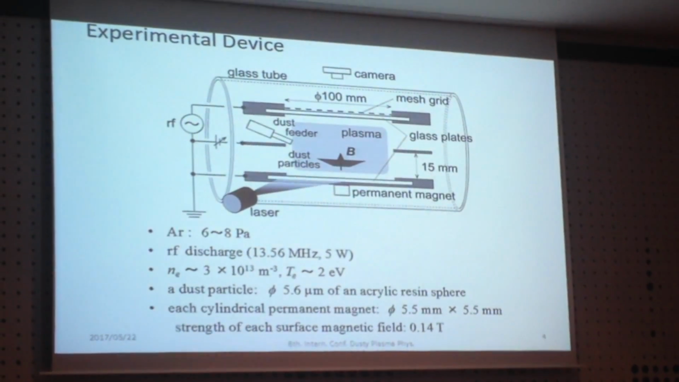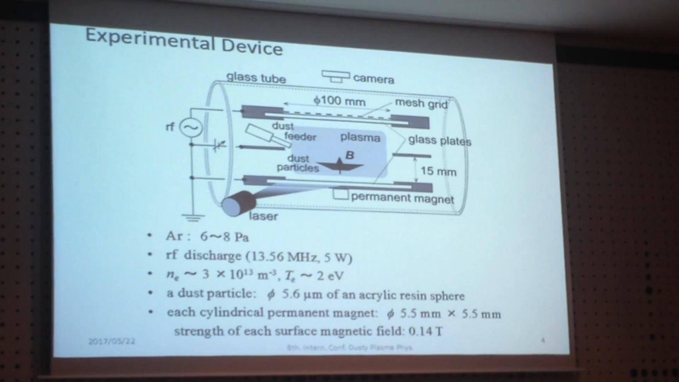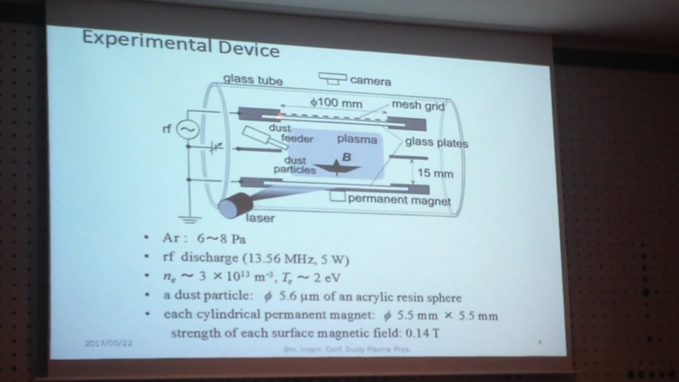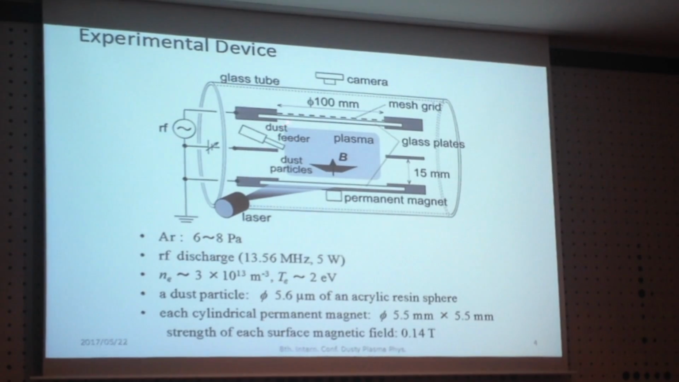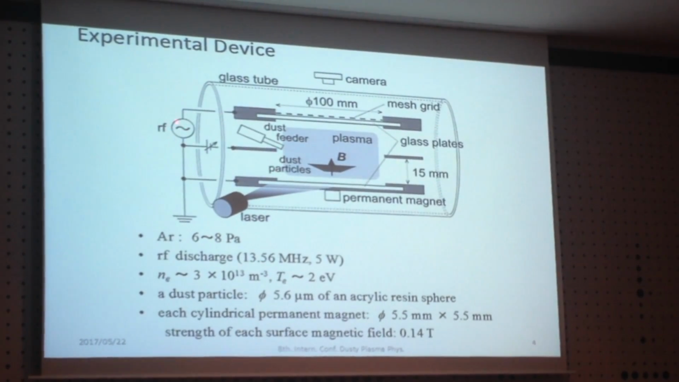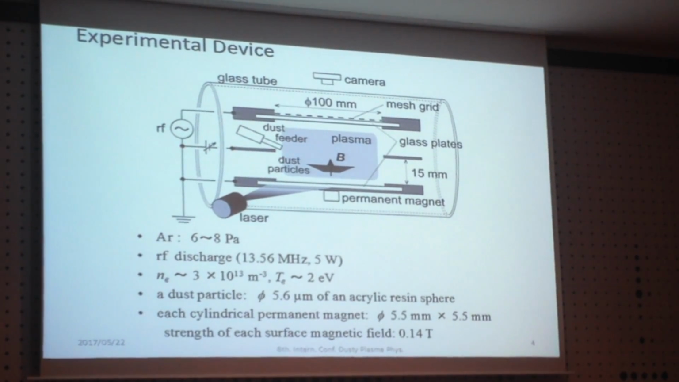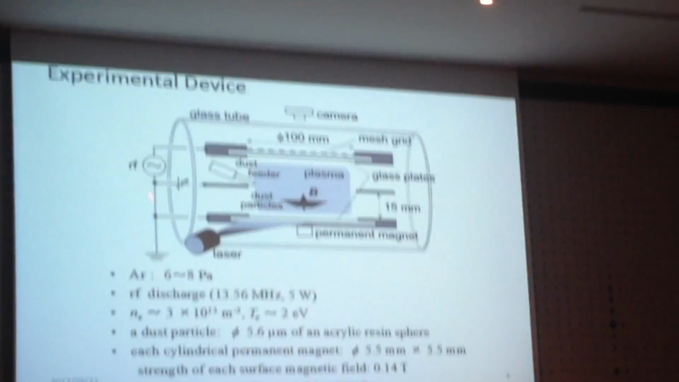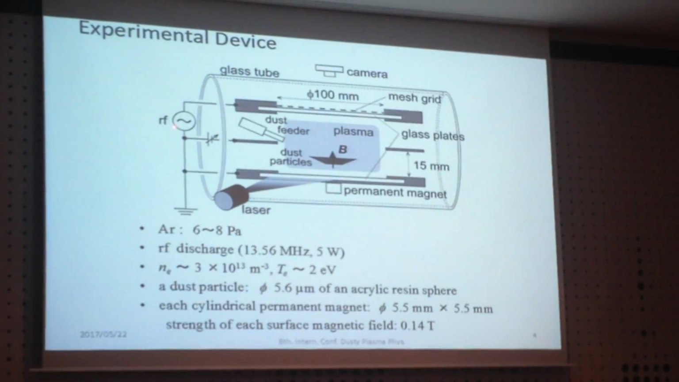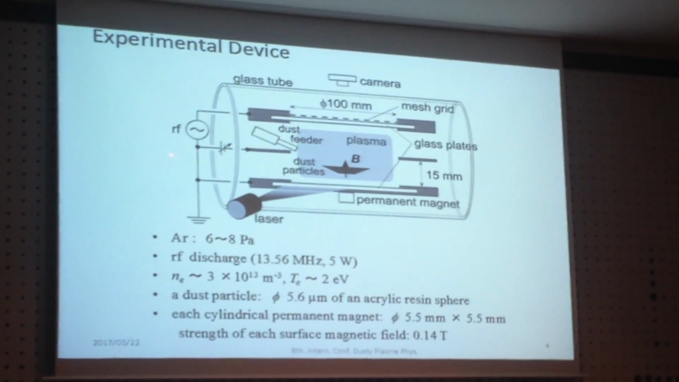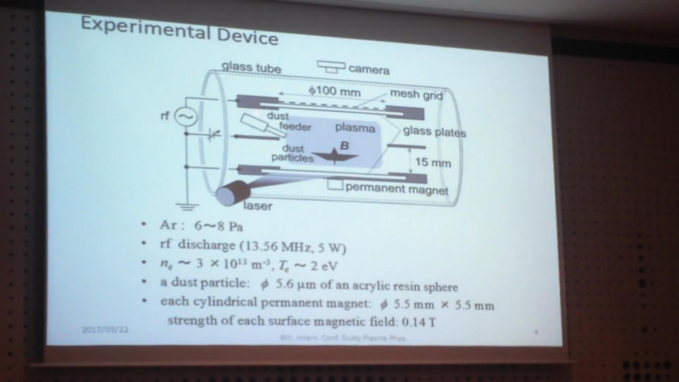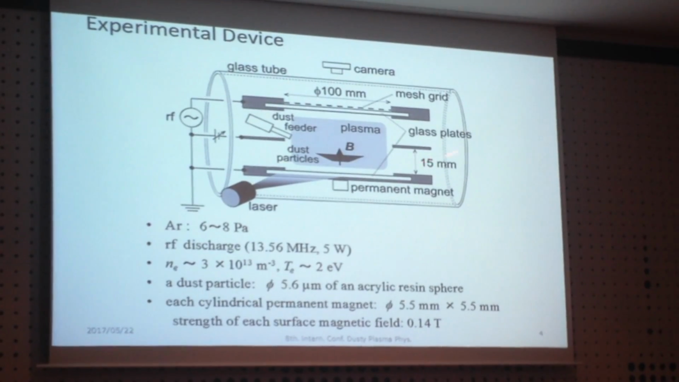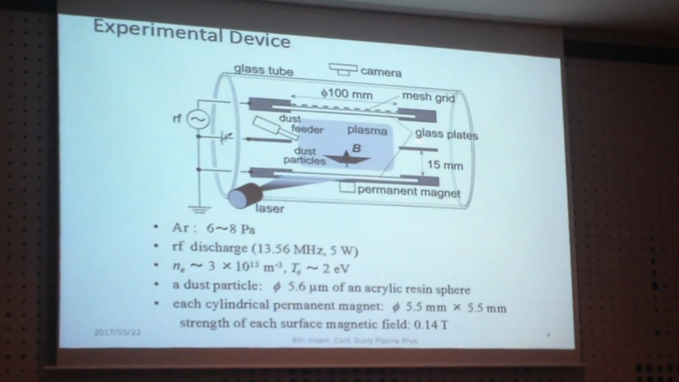The experimental device looks like this one. There are 3 electrodes: the power electrode, the grounded electrode, and the confinement electrode. These electrodes are connected to the power supply at 13.56 megahertz and 5 watts. Each electrode is separated by 15 millimeters in the vertical direction.